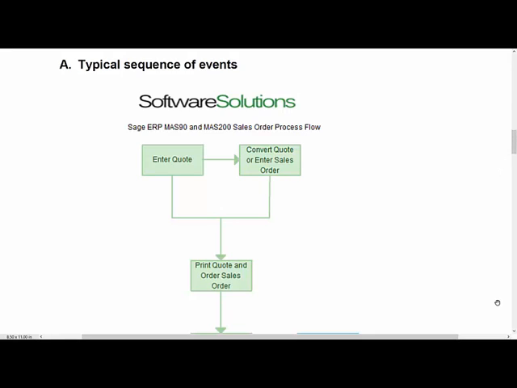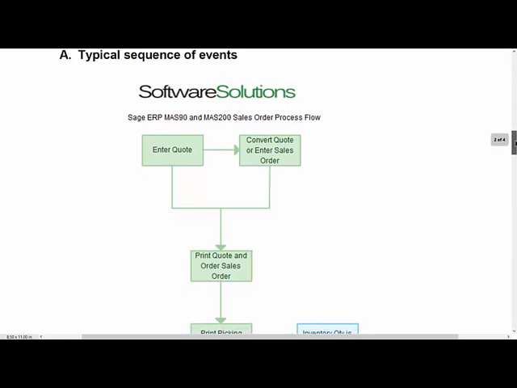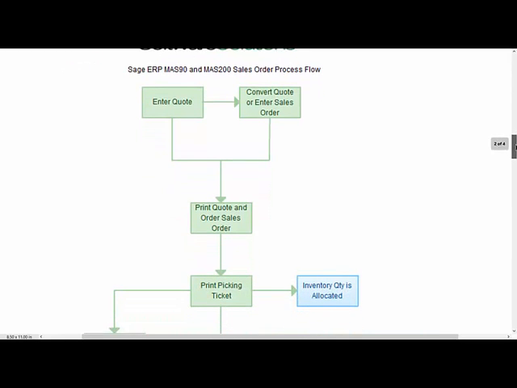Now, if we scan through this flowchart here that I ripped off from the web, you'll see that you can do things like tell your customer what you expect their item to cost them. So enter a quote for them, and you can convert that quote into an actual sales order, which is basically your point of entry into your accounting system. Print the quote and or the sales order entry.